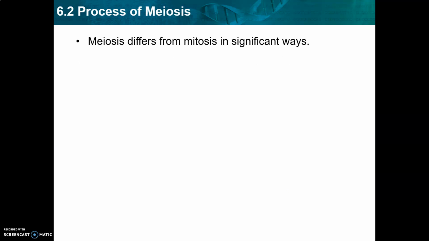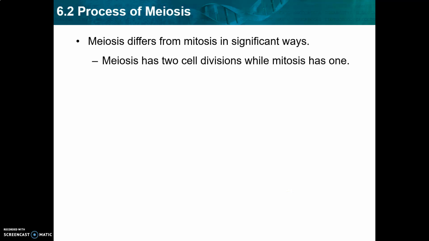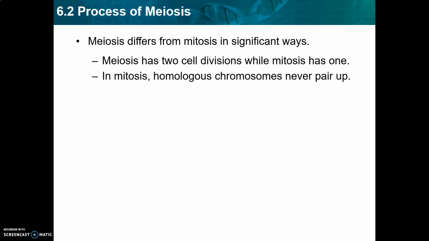So let's recap the ways that meiosis is different from mitosis, because there's some pretty significant differences. One major difference is meiosis has 2 rounds of cell division. Mitosis only had a single division. In mitosis, we never had the pairing up of homologous chromosomes. We never had crossing over take place. That is only a process that happens during meiosis.